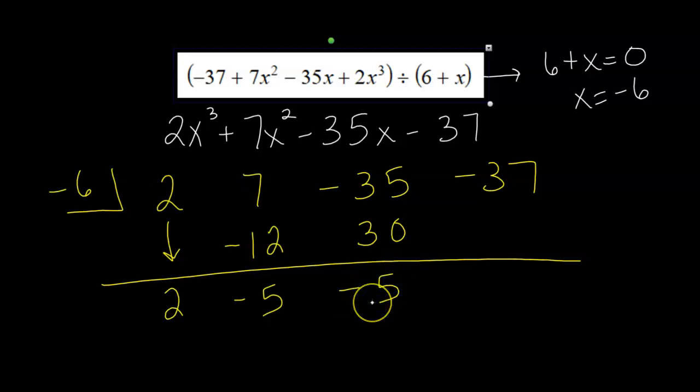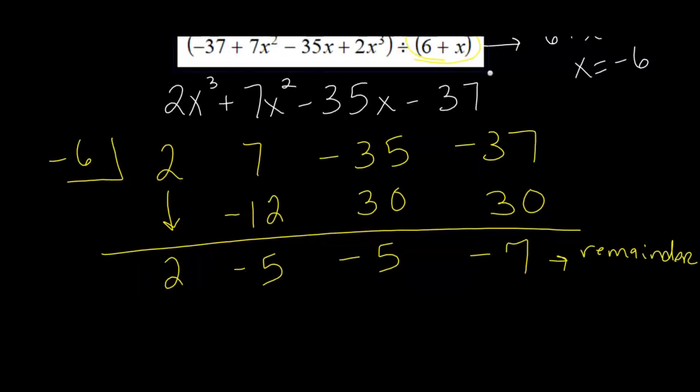-6 times -5 is another positive 30. -37 plus 30 is going to give me -7. So I did not get a 0 here. This is my remainder. And if you're just stating if it's a factor, if your remainder is not 0, then the binomial that they're asking about, this guy right here, is not a factor. So the answer would be no.